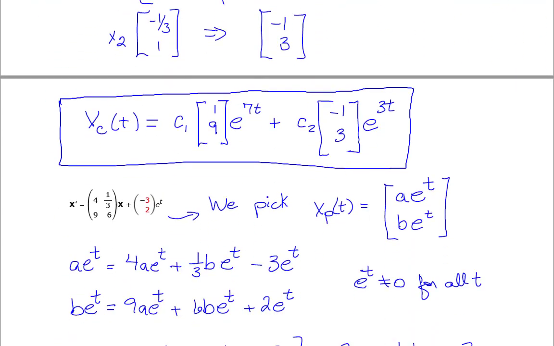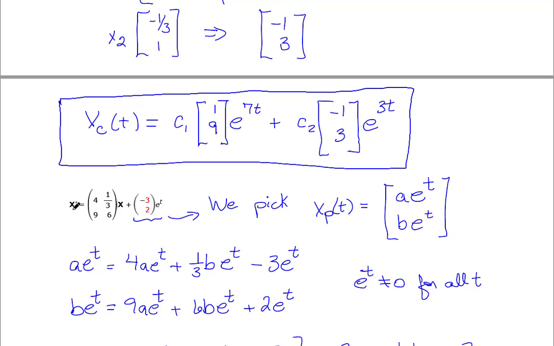So for our homogeneous solution, I've got the eigenvalues on each of the e's along with the eigenvectors in the front. So now looking at the driving function on the right hand side, I'm going to look for a particular solution of the form a e to the t, b e to the t.